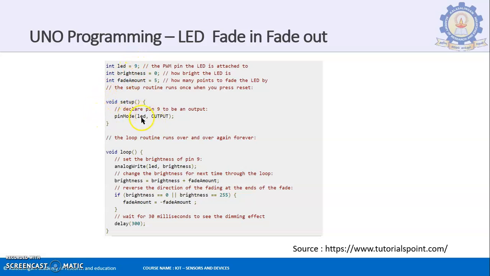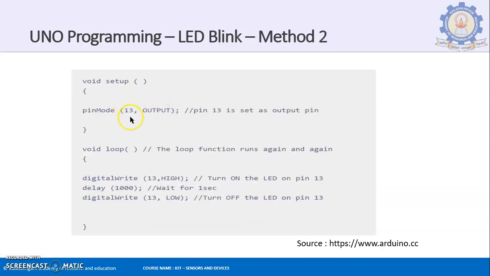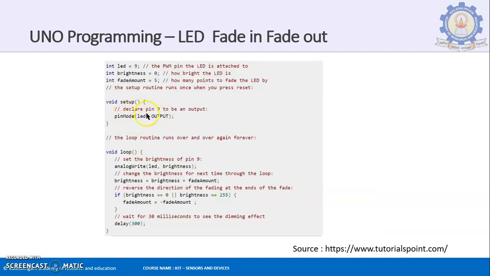Pin mode LED. I'm declaring my pin, whether it is an input pin or an output pin. You know that I'm using an LED over here. So LED is an output device. So I'm going to initialize this pin number 9 to output. So instead of giving pin mode 9 comma output, which I gave over here 13 comma output, what am I going to do here? I'm just going to give that LED comma output.